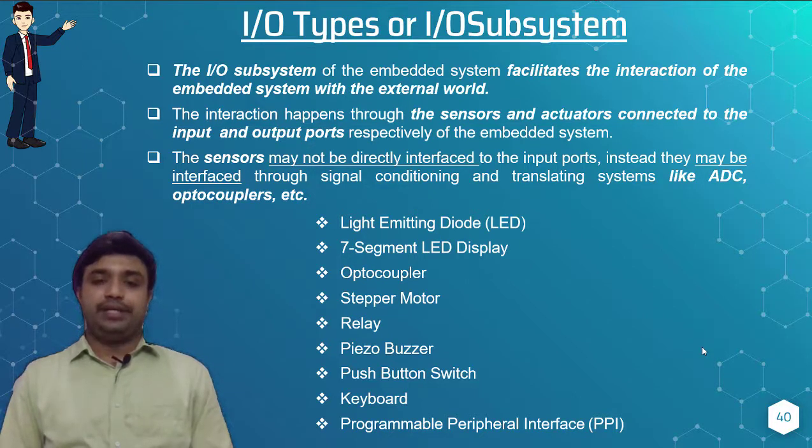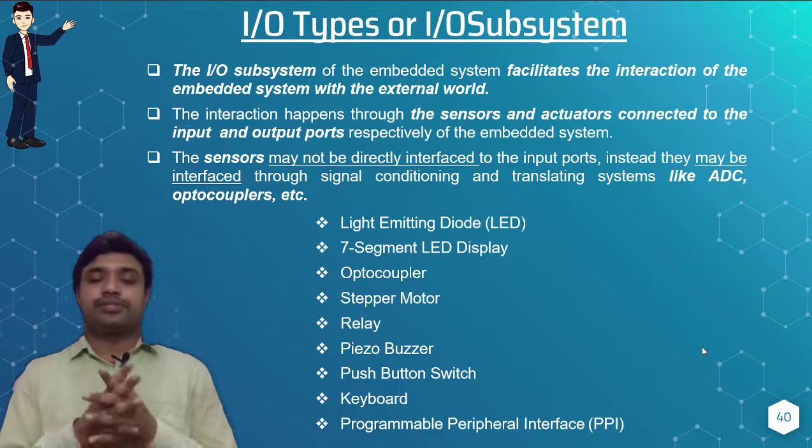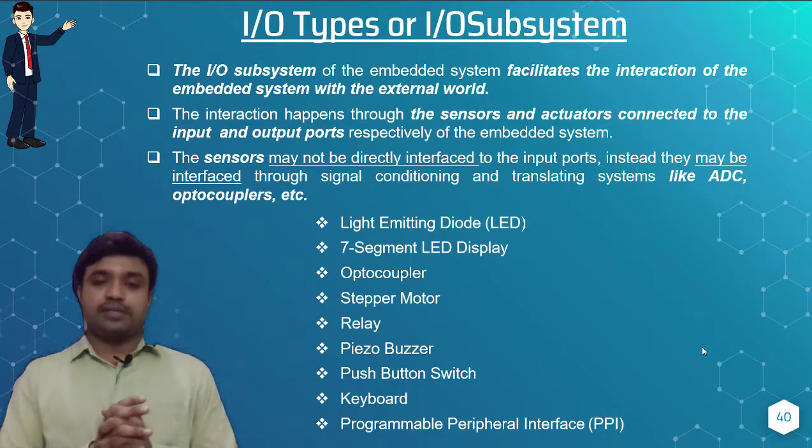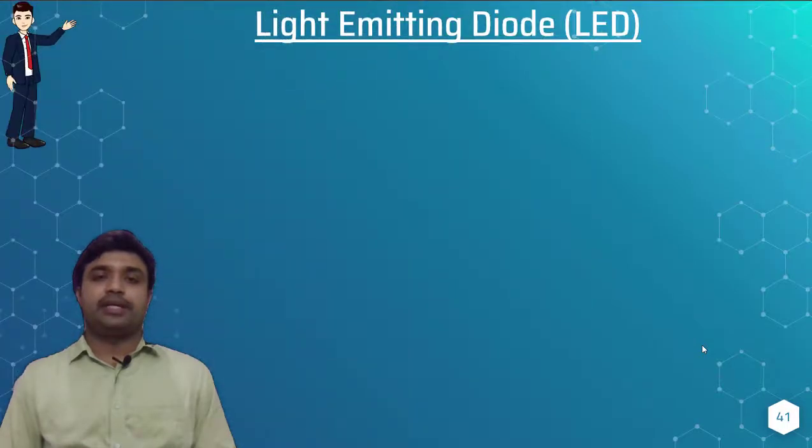The first one is LED. Next is 7-segment LED, optocouplers, stepper motors, relays, piezo buzzers, push button switch, keyboard, and the last one is programmable peripheral interface, PPI. First, light emitting diode. This is the representation. These are the different types of LEDs available.